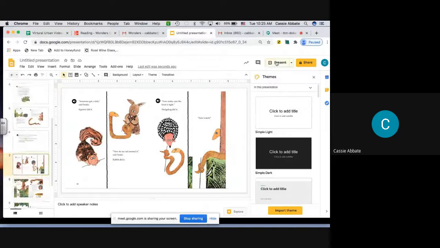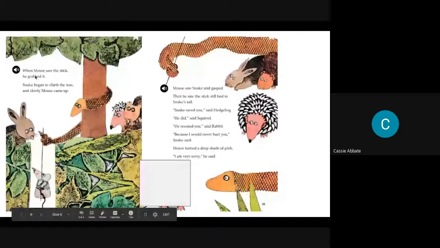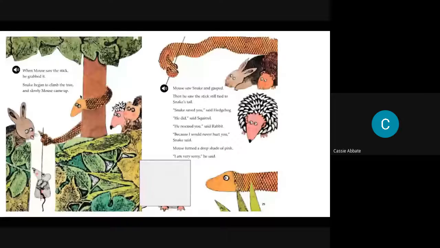Snake's idea. When Mouse saw the stick, he grabbed it. Snake began to climb the tree, and slowly Mouse came up. Mouse saw Snake and gasped. Then he saw the stick still tied to Snake's tail. Snake saved you, said Hedgehog. He did, said Squirrel. He rescued you, said Rabbit. Because I would never hurt you, Snake said. Mouse turned a deep shade of pink. I'm very sorry, he said.